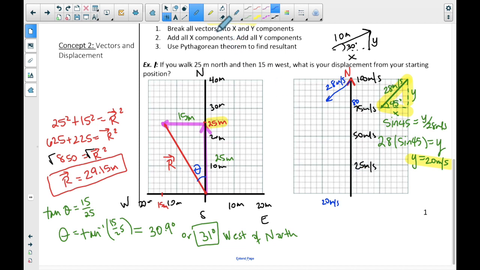And the final question is, what is the resultant vector? What does it look like from the ground? I'm going to call that the resultant vector. So I'm going to get out my straight edge, and I'm going to draw a line showing that resultant vector. Okay, here's my resultant vector.